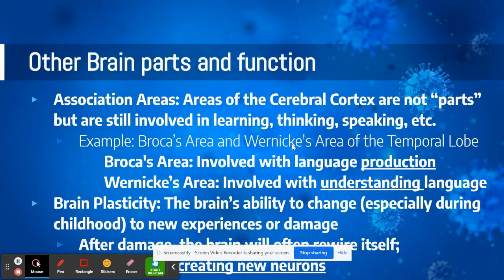Okay, other association areas. Association areas are areas of your cerebral cortex that are technically not parts or components, like I said already, but they're still involved in different parts of our learning, thinking, speaking, etc. So two other examples, other than the somatosensory cortex and motor cortex, would be Broca's area and Wernicke's area. These are two other ones that two of you will have, or four of you will have, for the speed dating activity. Broca's area is involved with language production, and Wernicke's area is involved with understanding language.